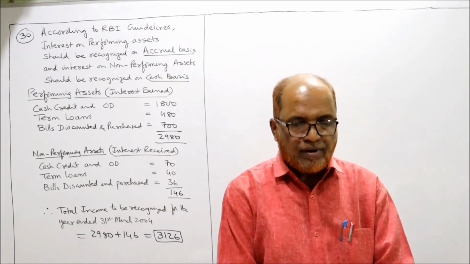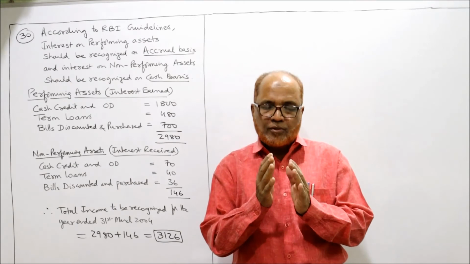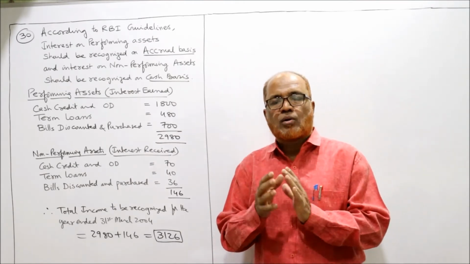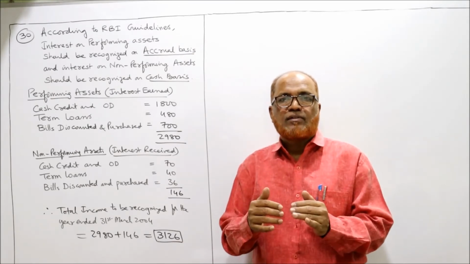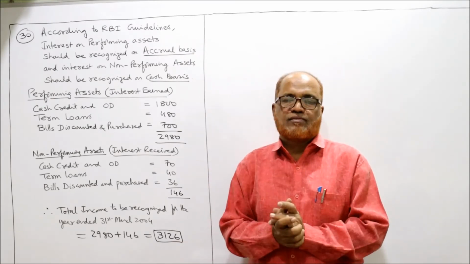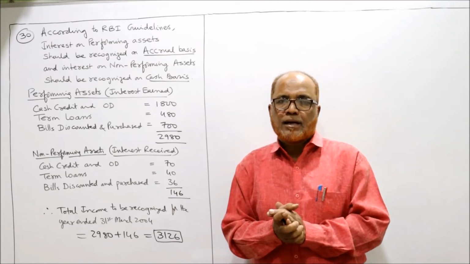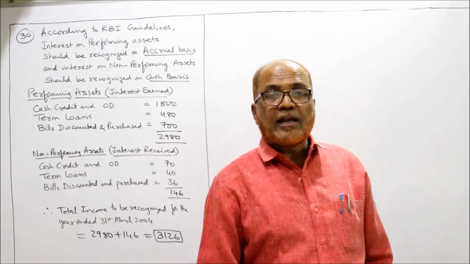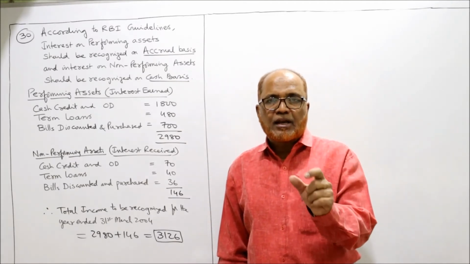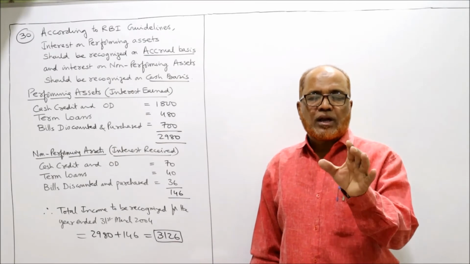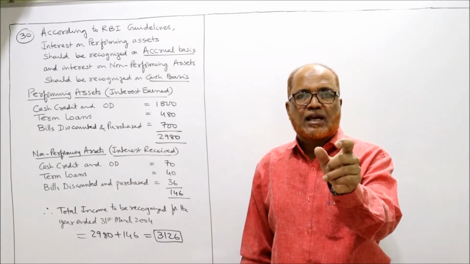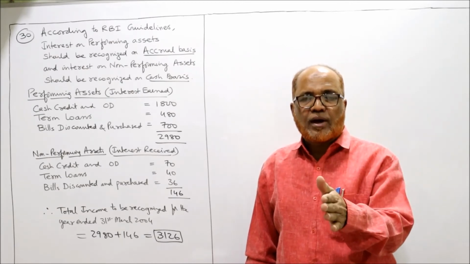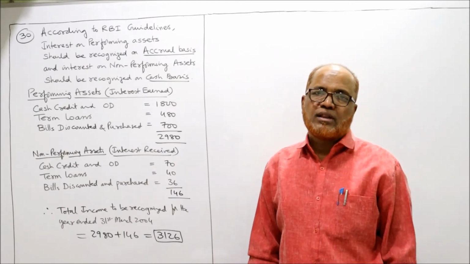So we are given the information regarding cash credit, overdraft, term loans and bills discounted and purchased. The interest earned and interest received are given separately, right? So now we have to follow the guidelines given by the RBI regarding income recognition. For income recognition, that is, which income will we recognize, earned or received? Both are given in the problem: how much is earned and how much is received.